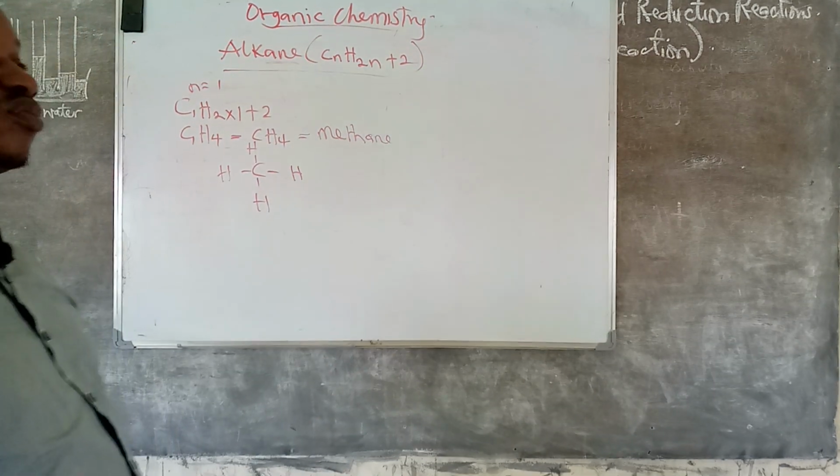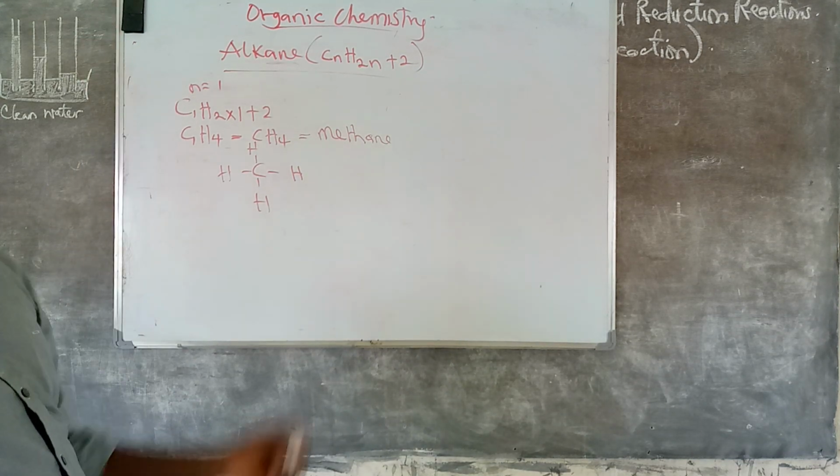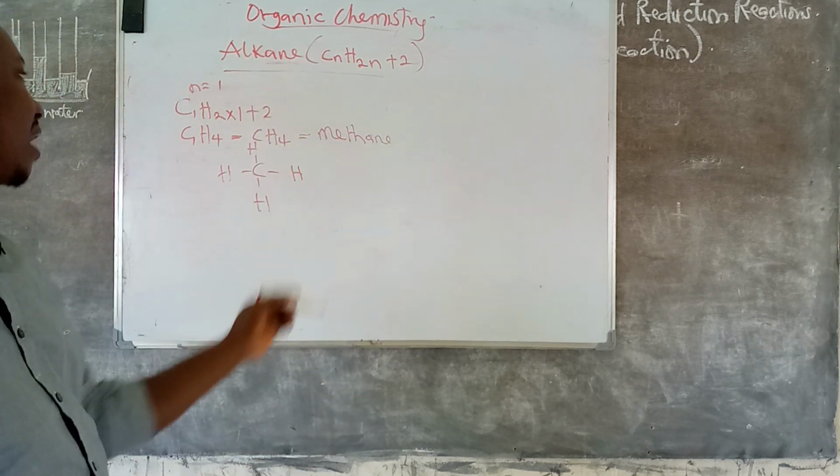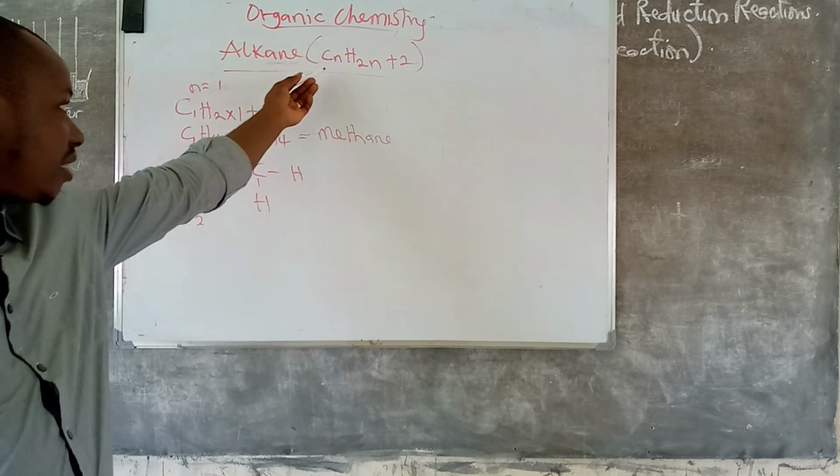That is the structure of the first member of alkane. The first one is methane. If you want to get the second member, still from the same formula, anywhere you see n, you put what? 2. The same formula.